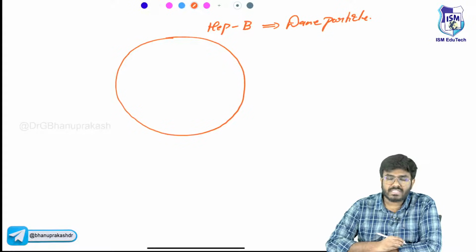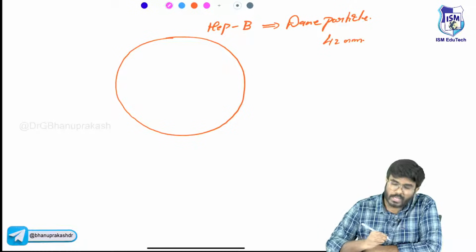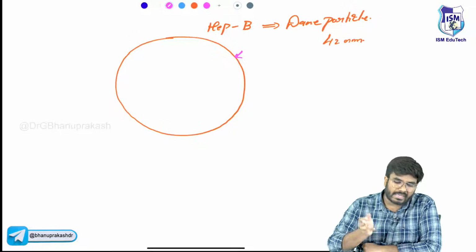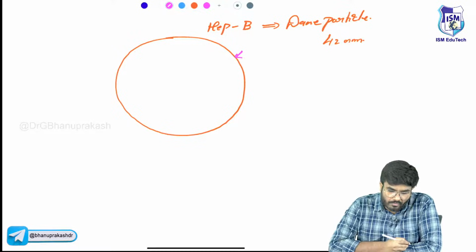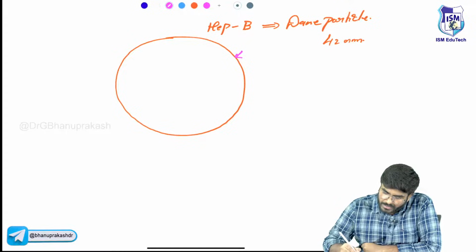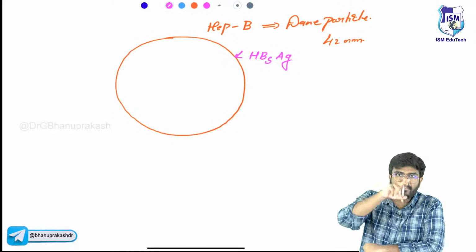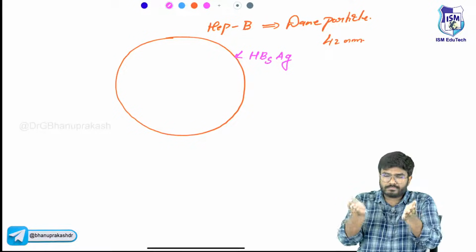Do you know what is the size of this Dane particle? 42 nanometers. The Dane particle size is 42 nanometers. Now this virus outside is having this capsid. It is made up of hepatitis B surface antigen. This hepatitis B surface antigen is making the coat.